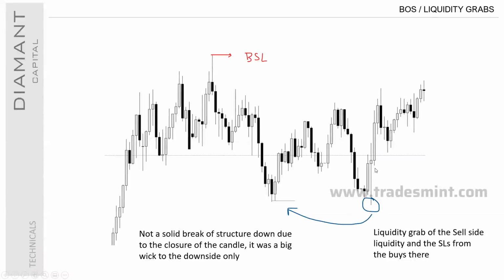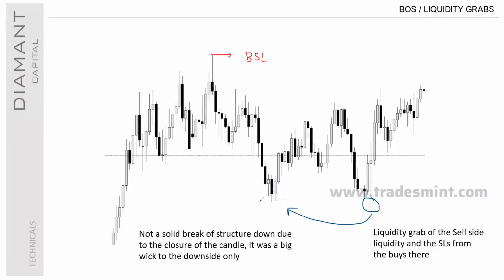If we had seen, for example, a full body close, so let me just draw a different situation. If this candle right here had been a full body close and the close was below these lows right here, that means right now we can potentially look for sells. However, this is not the case in this situation. Rather, we got a liquidity grab of the sell side liquidity instead.